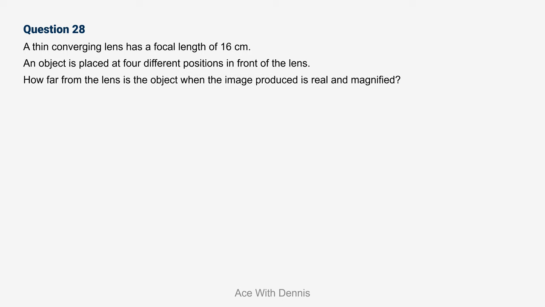Question 28. A thin converging lens has a focal length of 16 cm. An object is placed at 4 different positions in front of the lens. How far from the lens is the object when the image produced is real and magnified? A. 12 cm, B. 20 cm, C. 32 cm, or D. 40 cm? The answer is B.